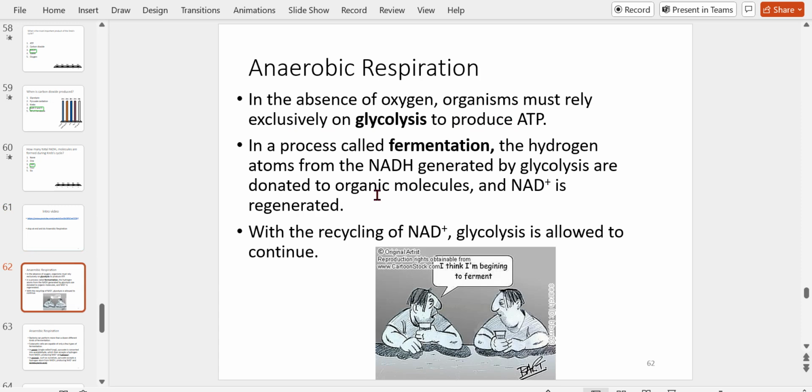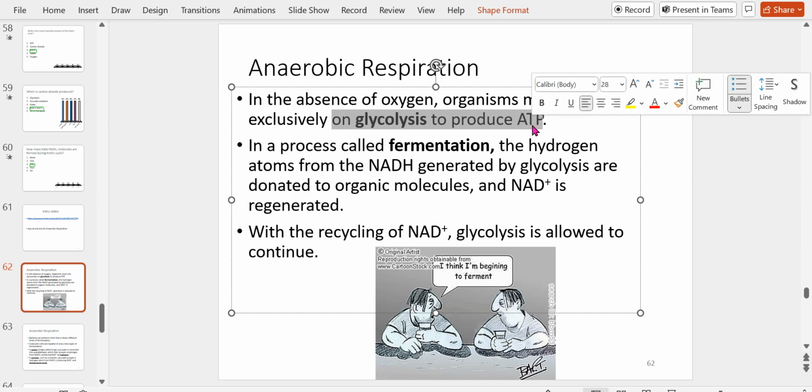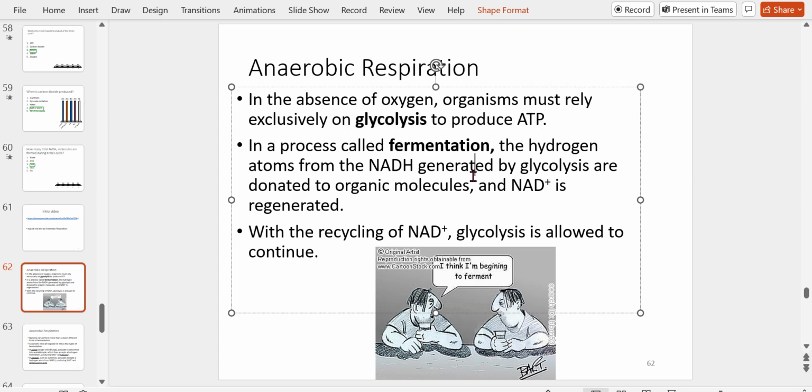Anaerobic respiration is respiration in the absence of oxygen. Organisms must rely exclusively on glycolysis to produce ATP. So with no oxygen, all you get is glycolysis. It's not great, but it may be all you have.